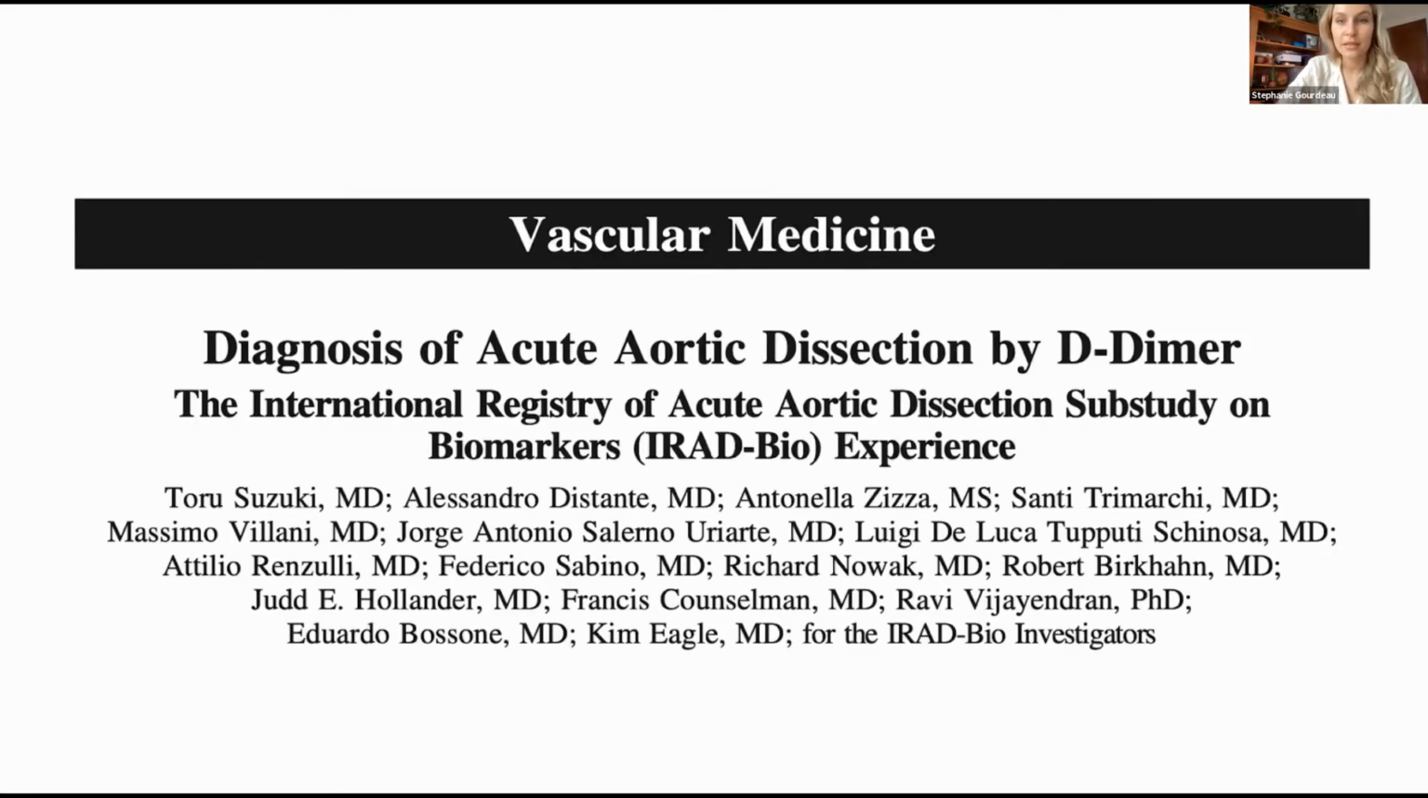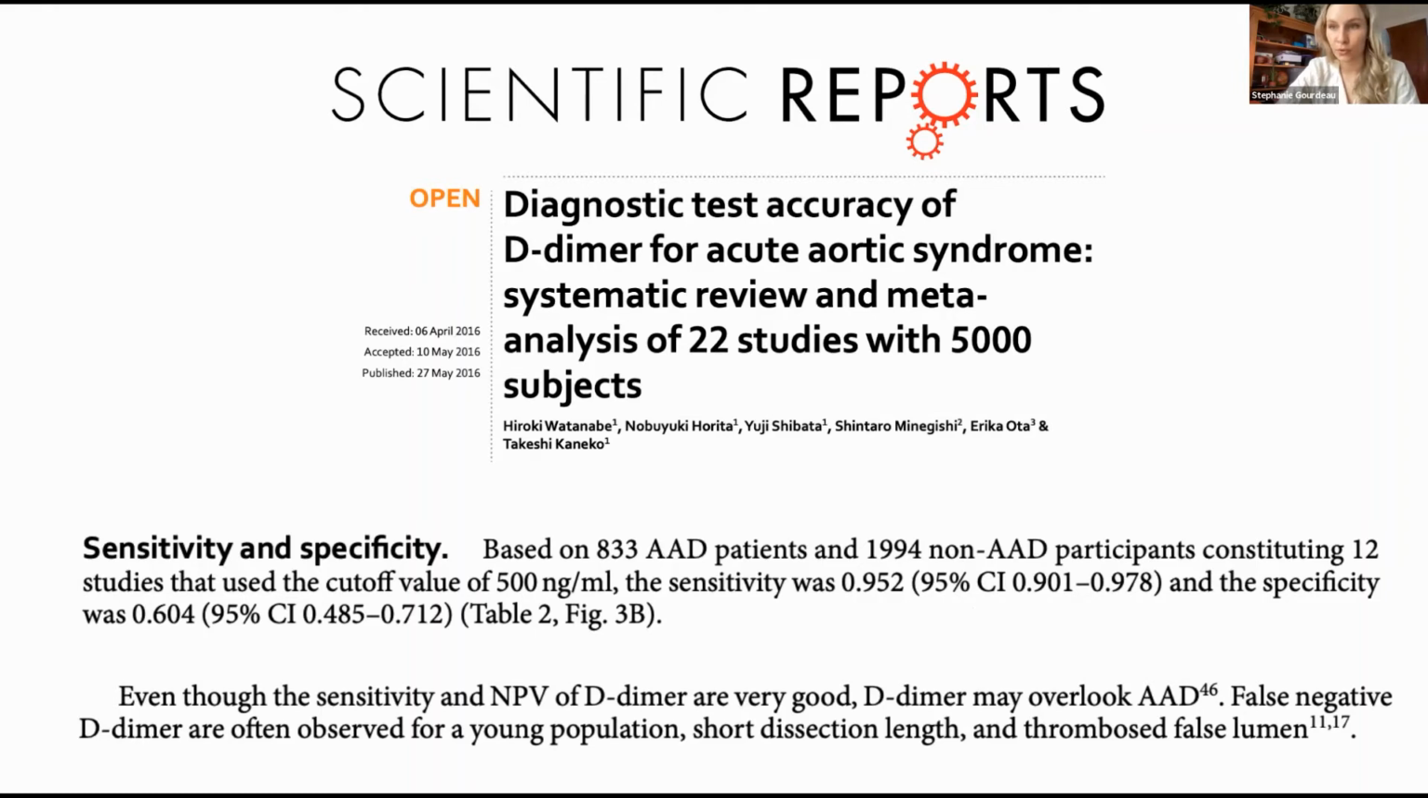In the meantime, the diagnostic performance of D-dimer in a population with aortic dissection was being evaluated. For example, Toru Suzuki and his colleagues published in the journal in 2009 a prospective study enrolling only 220 patients suspected of having aortic dissection. And they found that using a cutoff of 500 nanograms per milliliter within 24 hours of the patient's presentation demonstrated a sensitivity of 96.6% and a negative predictive value of 97.6%.